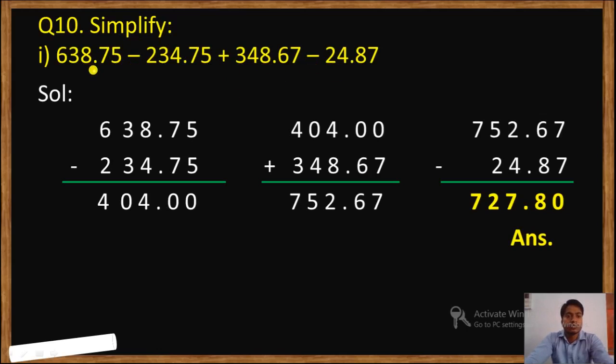That means first we have to subtract these two decimals. Okay, after that, with whatever result we get, we have to add this number. Then from whatever result we get, we have to subtract this number. Understood? So let's do this. First we have to arrange column-wise. So here you can see 638.75 minus 234.75.